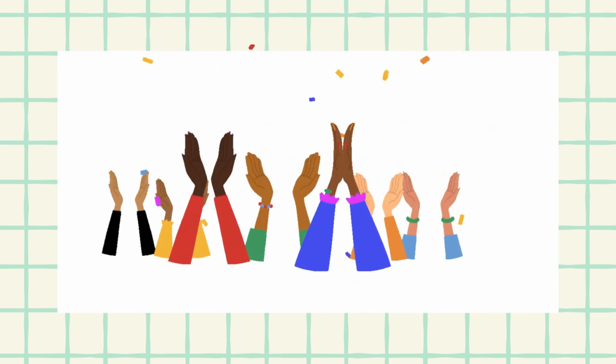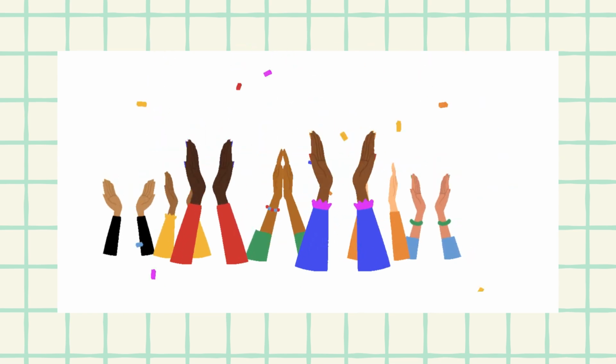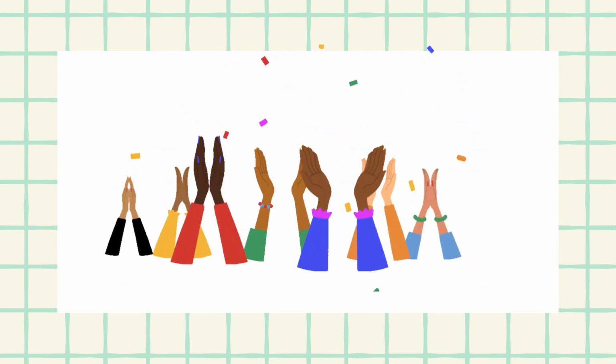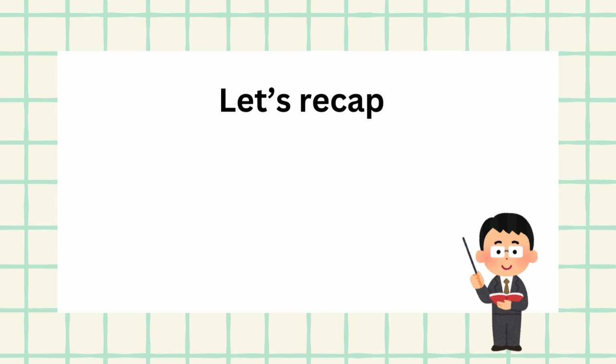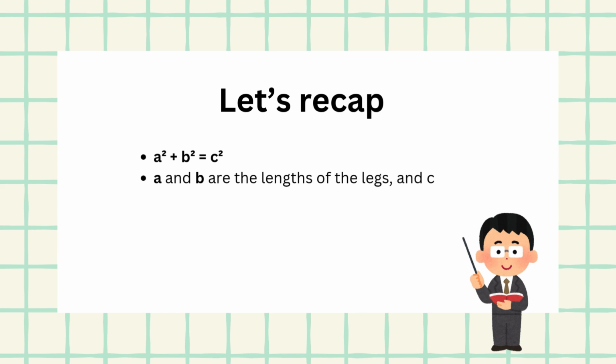Congratulations! You now know how to use the Pythagorean theorem. By understanding this simple yet powerful equation, you can solve many problems involving right triangles. To recap, the Pythagorean theorem is A squared plus B squared equals C squared. A and B are the lengths of the legs, and C is the length of the hypotenuse.